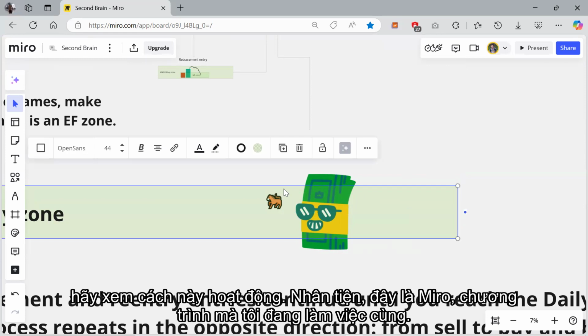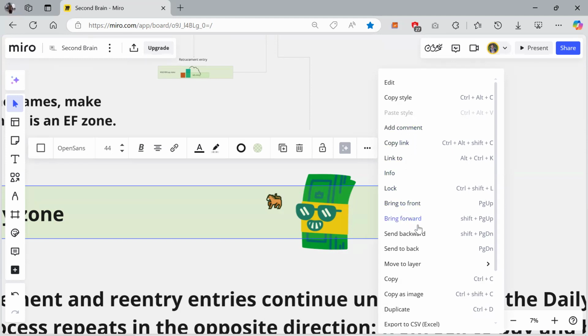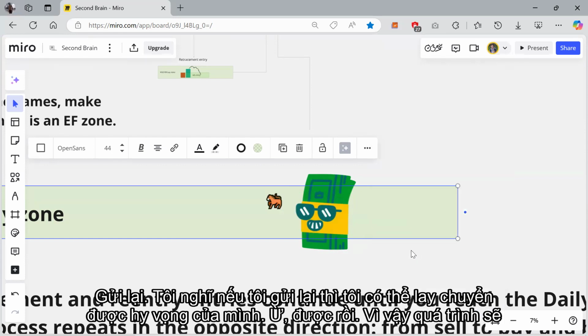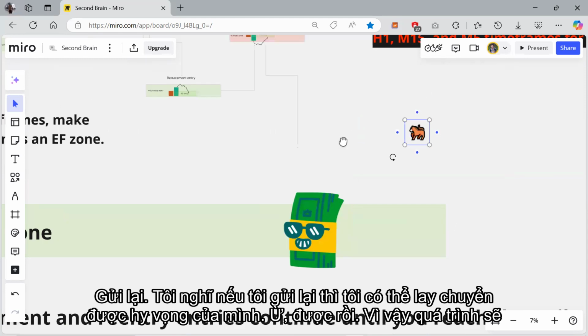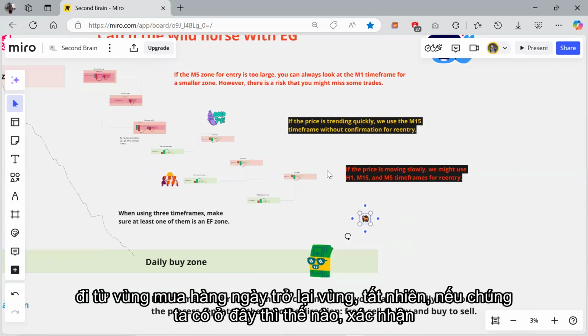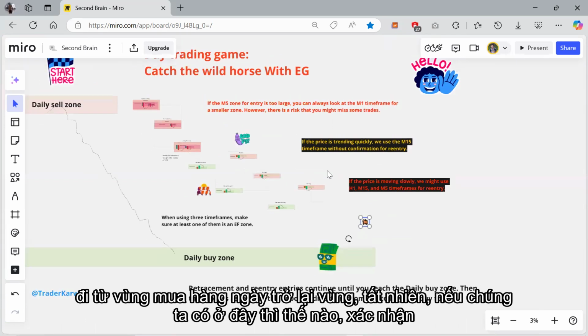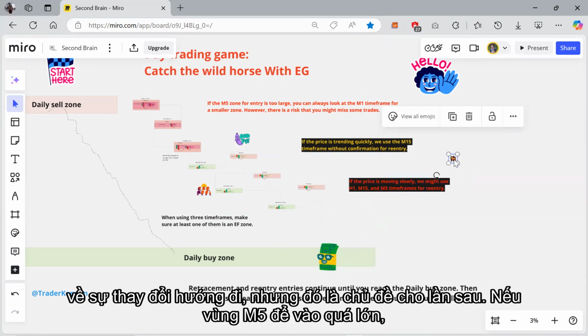Let me see how this works. This is, by the way, Miro, the program where I'm now working with. Send to back. I think if I send to back, then I can move my horse. Okay. So the process will go from the daily buy zone again to the, of course, if we have here confirmation of direction change, but that's a topic for another time.